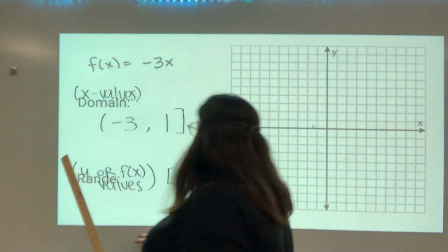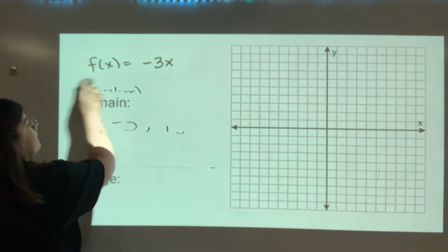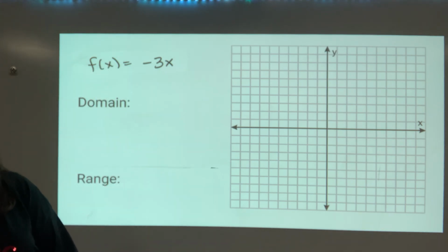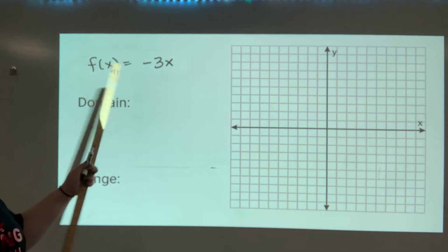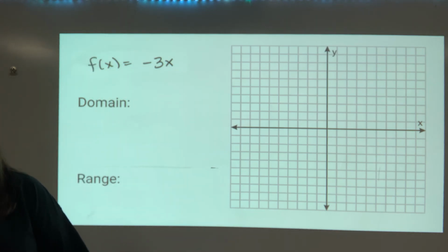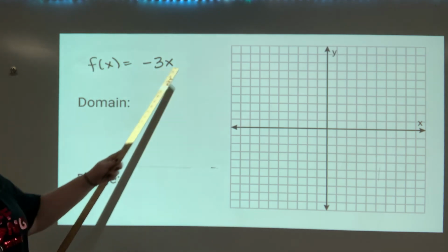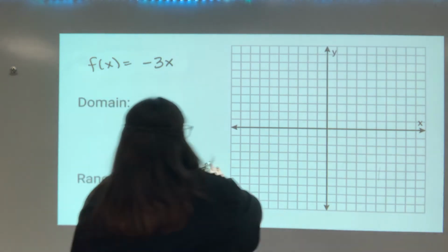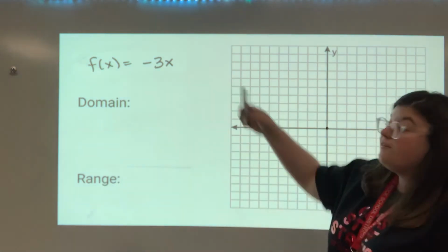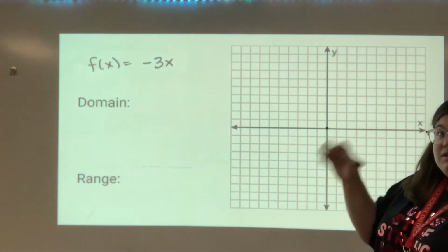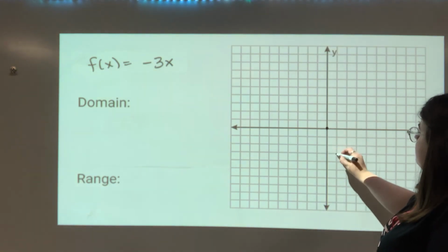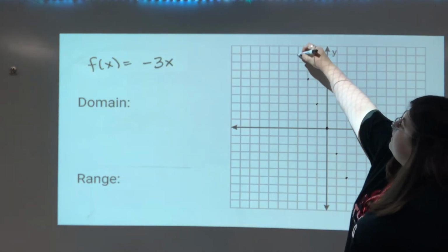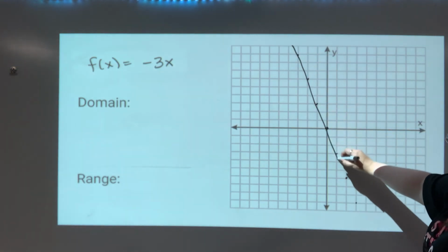Let's look at a couple more. We're going to go a little faster. So here I've got a function f of x equals -3x. I really hope you can graph a line using slope-intercept form. I have no intercept, so I know I'm starting at 0, 0, the origin. And I have a slope of -3, so down 3 over 1. So here is my function. It is just a line.